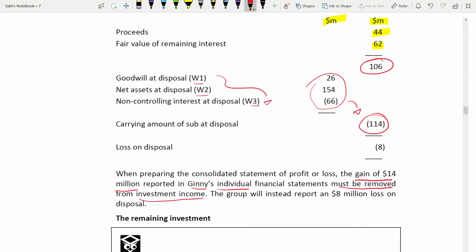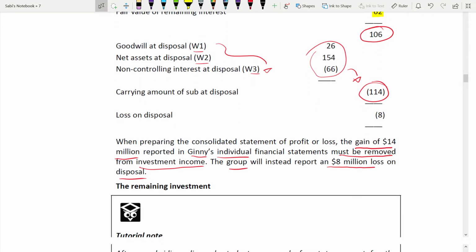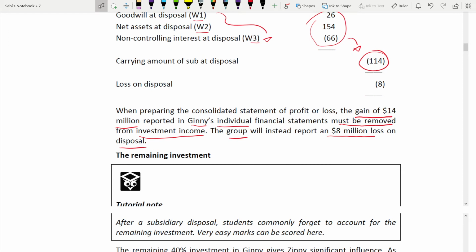And the group will restate. It will instead report 8 million loss on disposal. The group will remove that 14 million gain. Instead, this must be reported, the 8 million loss. The group will report it.